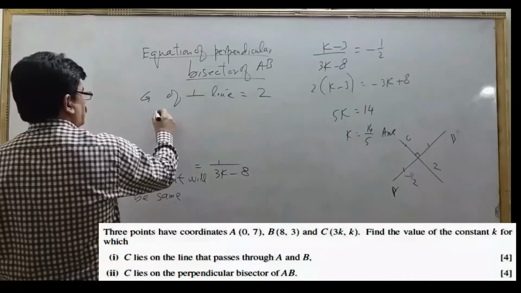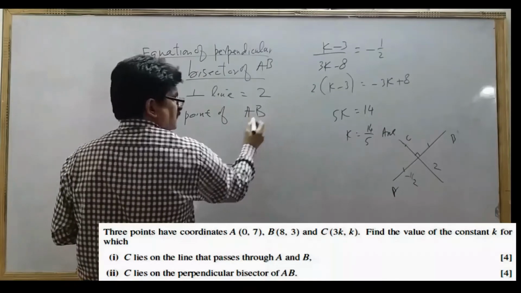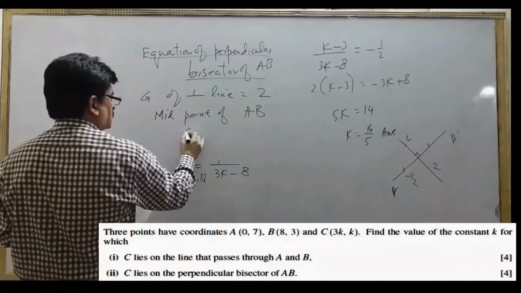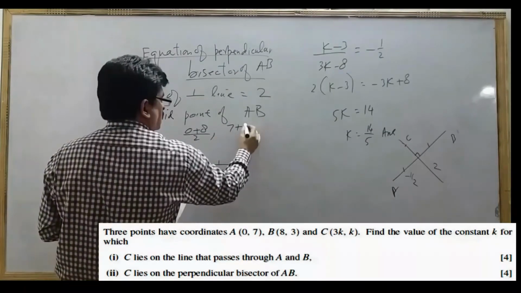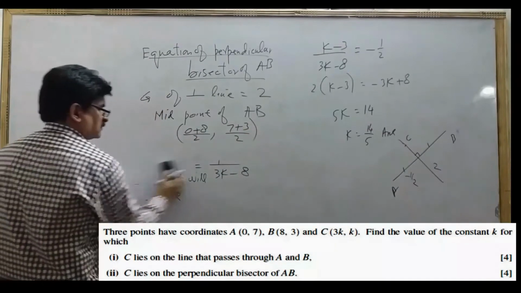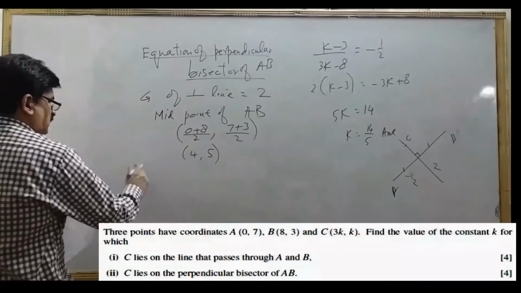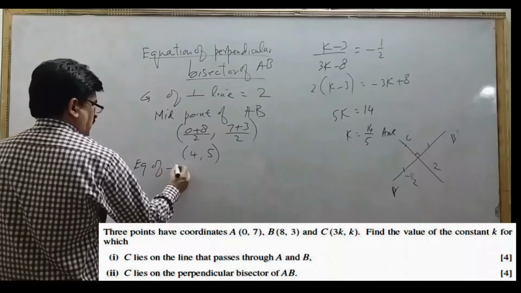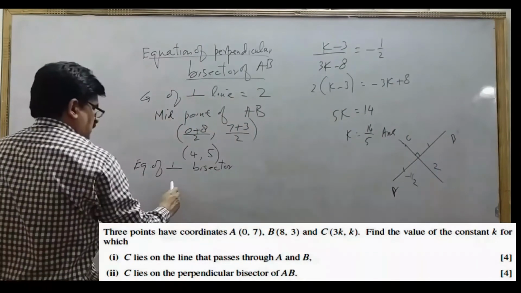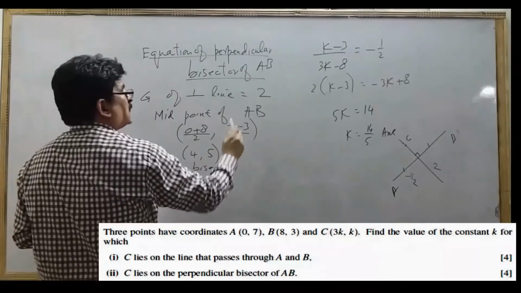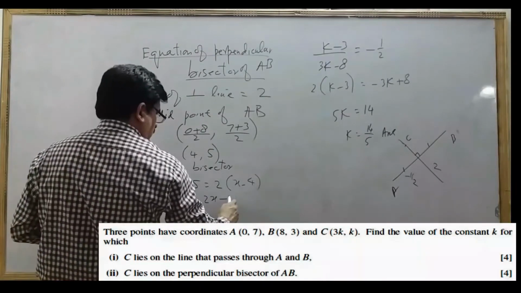Now the midpoint of AB will be (4, 5). So the equation of the perpendicular bisector, meaning this line, will be y minus y1, which is 5, equal to m times (x minus x1). From here you will have 2x minus 3.